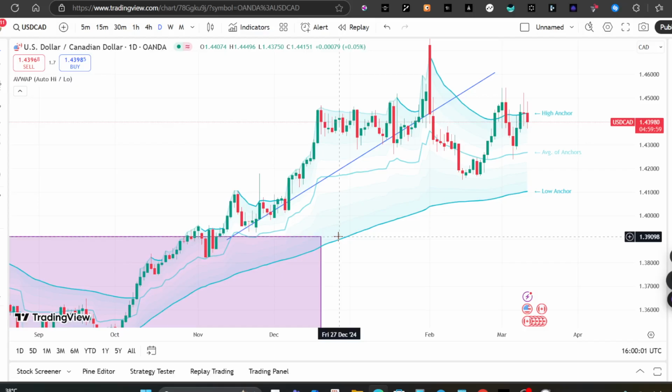Some key takeaways for you. Anchored VWAP is a dynamic support and resistance tool. It helps track fair value from a specific price point, works great for trend trading and breakout confirmation, and is best used with other indicators like RSI, moving averages, and price action.